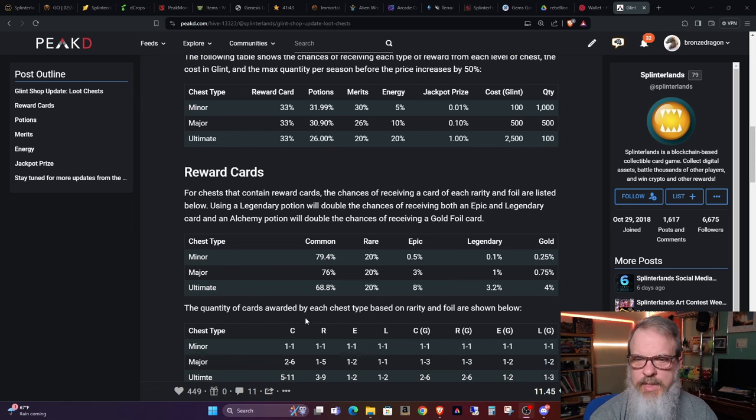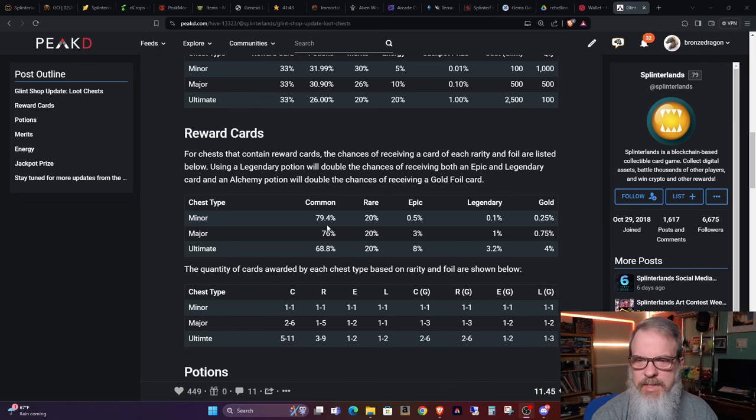Okay. So as far as reward cards go, they further break down the numbers by chest type. You have a slightly less chance to get common cards in an ultimate chest. You have a set rate of 20% chance across the board in all the chests to receive rares. In epics, it goes from 0.5 up to 8%. So that's one of the major differences between a minor and an ultimate chest. And with legendary cards, you will go from 0.1 up to 3.2% for the ultimate chest. The gold goes from 0.25% up to 4% in the ultimate. So a nice jump on both the legendary and the golds, although there's still a very low percentage chance of getting them. We're kind of used to that at this point though.